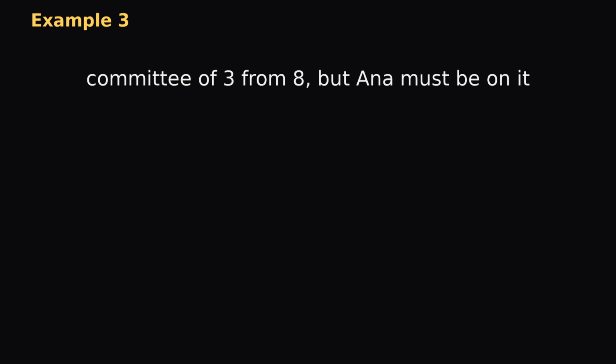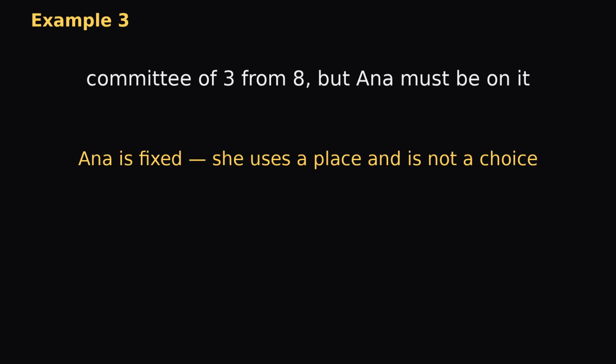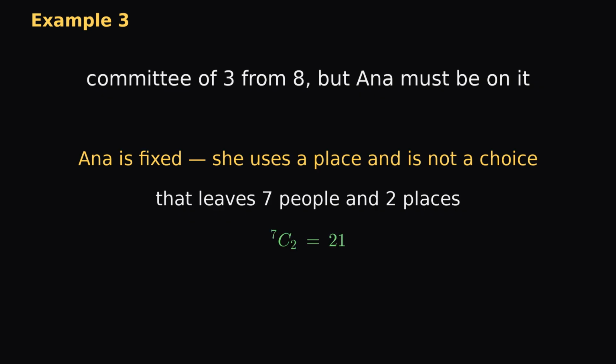Example 3. A restriction. A committee of 3 from 8 people, but Anna must be on it. So Anna is fixed. She uses up one of the 3 places, and she is not a choice. That leaves 7 people and 2 places. 7C2. 21. And the move worth naming is this. Deal with the forced choice first, then count what is genuinely still free.